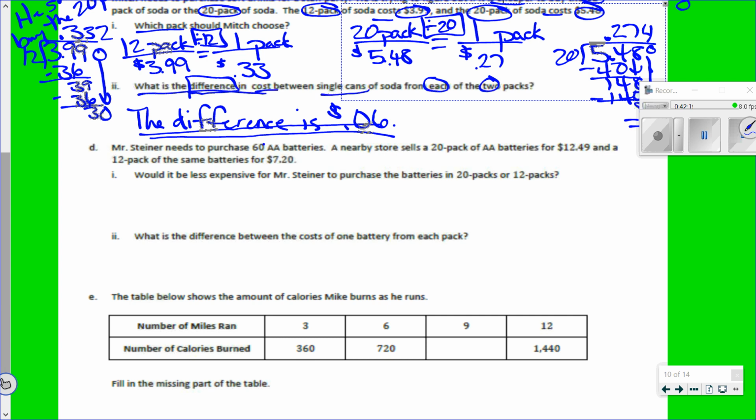Mr. Steiner, he needs to purchase 60 double A's. A nearby store sells a 20 pack for $12.49 and a 12 pack of the same batteries for $7.20. So it'll be less expensive to purchase the batteries in 20 packs or 12 packs. What's my first rate? Solo? First rate.